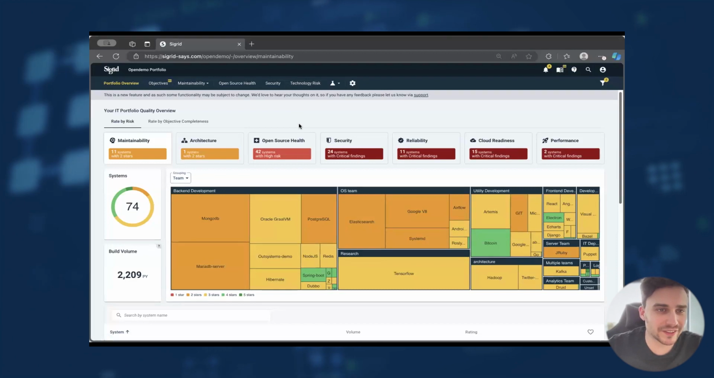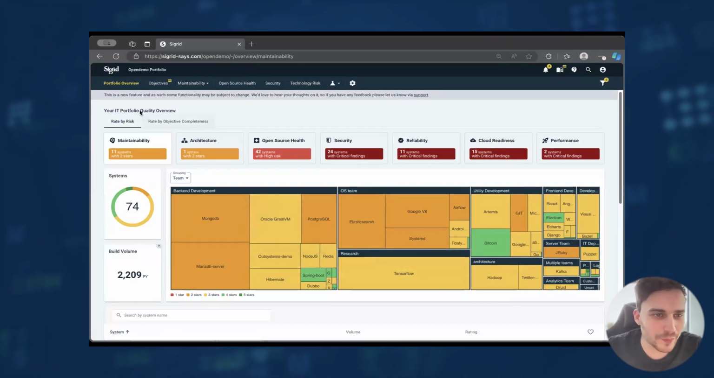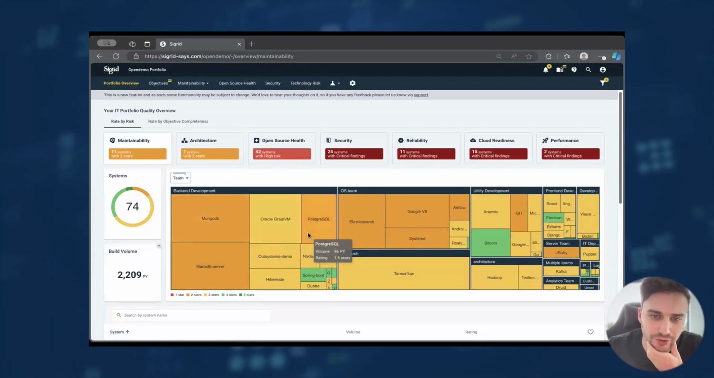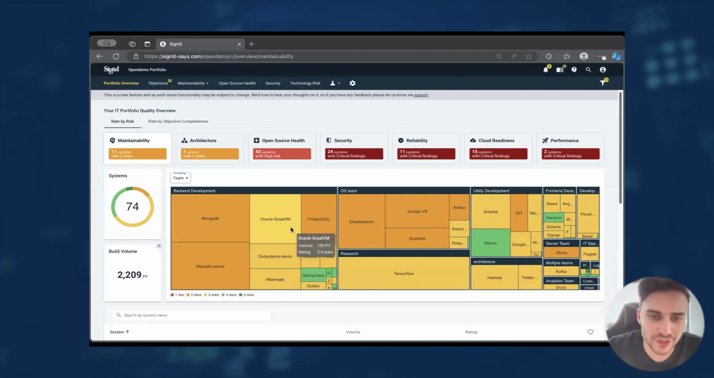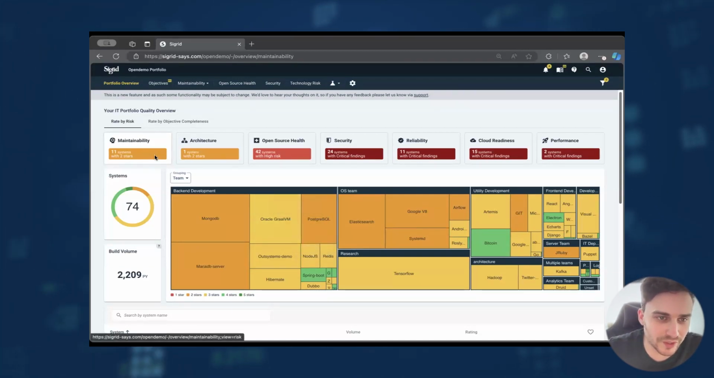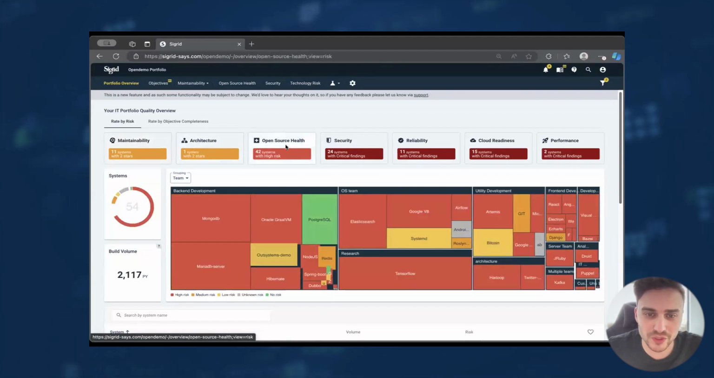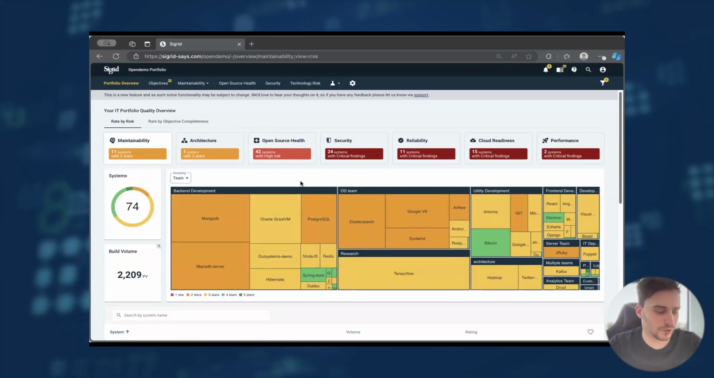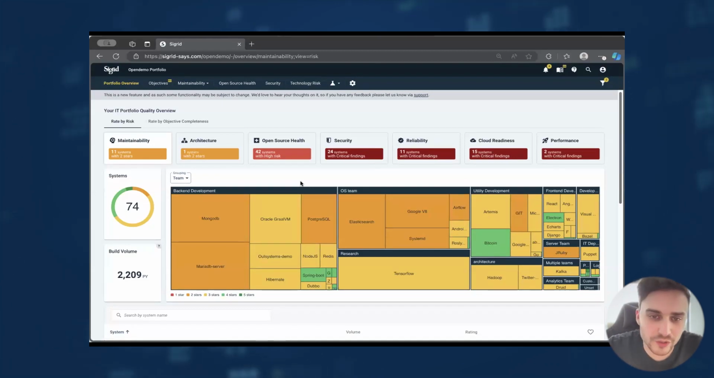So if you open Sigrid, a small recap for some people: you always end up in the portfolio overview first, where all of these blocks are systems that have some quality aspects analyzed by Sigrid. So here you have maintainability, architecture, open source health, and so on. This view shows you the quality insight without the business context. So if you would see this, then you would think that the orange boxes are the ones to focus on. But that's not always the case, like I mentioned in the example.